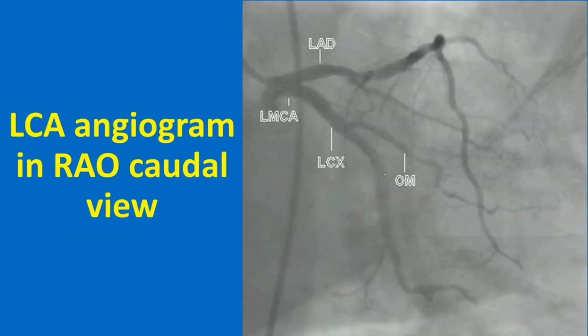This is a left coronary angiogram in RAO-caudal view from another case. Distal LAD is seen well in this case. Diagonal and septal branches are overlapping the mid LAD as mentioned earlier.